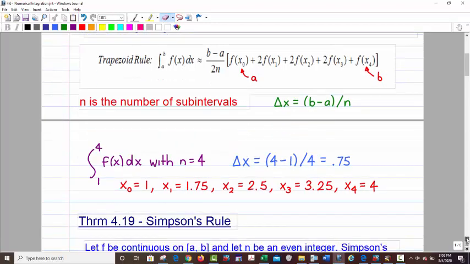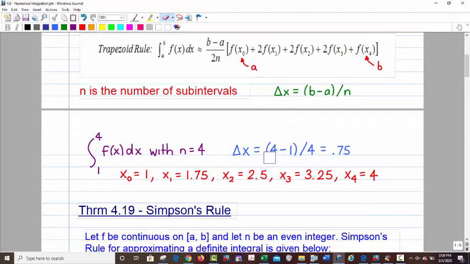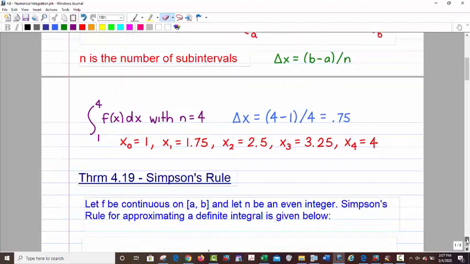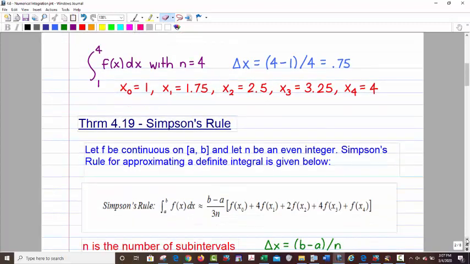Now here's another example. Suppose you were going from 1 to 4, and you had 4 subintervals. 4 minus 1 divided by 4 equals 0.75. And then you'd start at 1, add 0.75 to get 1.75, then 2.5, 3.25, and you finish right at 4. All right. Now we're going to look at an example of this. I'm just going to go ahead and define both rules first, and then we'll apply both of them. So you're going to see this worked out, don't worry.